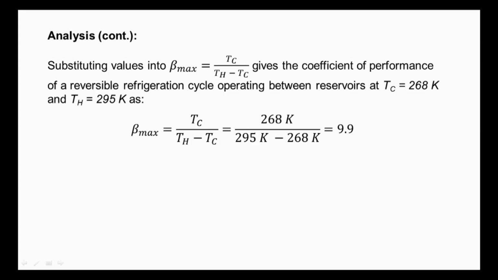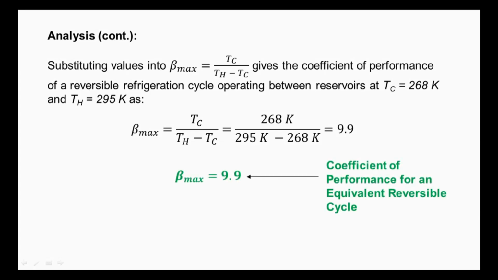Next, we substitute the given temperature values into the expression for the maximum coefficient of performance, beta max equal T sub C divided by T sub H minus T sub C. This gives us the coefficient of performance of a reversible refrigeration cycle. For a refrigeration cycle operating between reservoirs at T sub C equal 268 Kelvin and T sub H equal 295 Kelvin, this gives us a value of beta max equal 9.9. Note that for the expression of the maximum coefficient of performance shown above, the temperatures must be expressed as absolute temperature in Kelvin, not as provided in degree C.